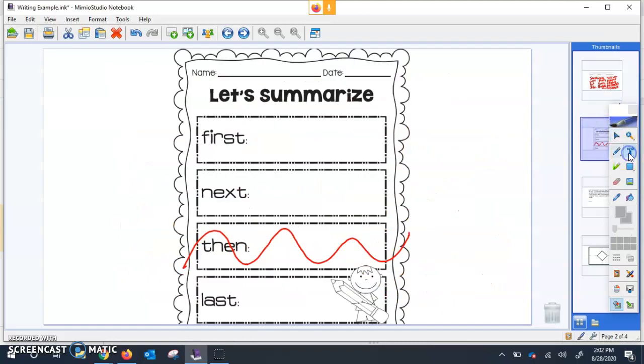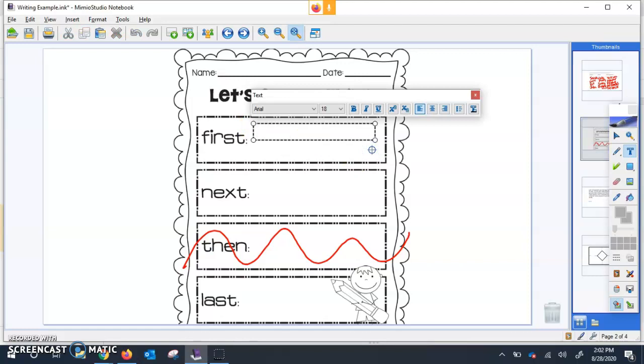So let's do the same thing here. I crossed off "then" because you don't have to do the third thing. You just have to come up with 3 things and not 4 things. So let's say the first thing we did was we walked over to the monster and saw it was red and fluffy.